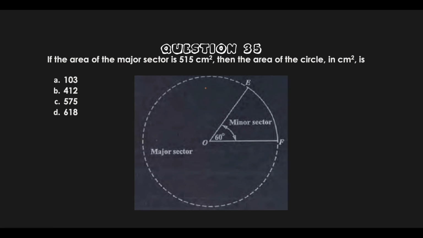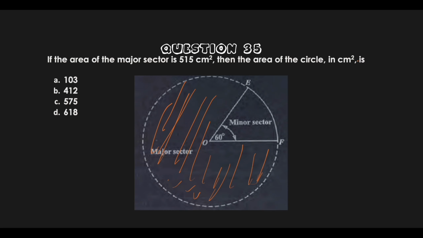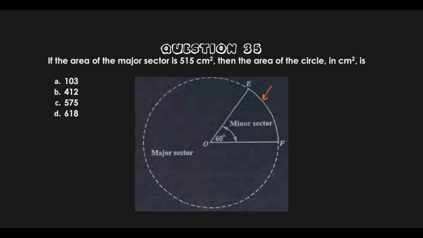So it says if the major sector is 515 centimeters squared, so the major sector is this, then the area of the circle is. So we know that here is 60 degrees, and if I was to continue this line, here now could represent another 60 and another 60 here. Why? All three of these should add up to 180. Now if we put it on the next side as well, you're going to have 60 here, 60 here, and 60 here. So if you look at it, we have 1, 2, 3, 4, 5 pieces that add up to 515.